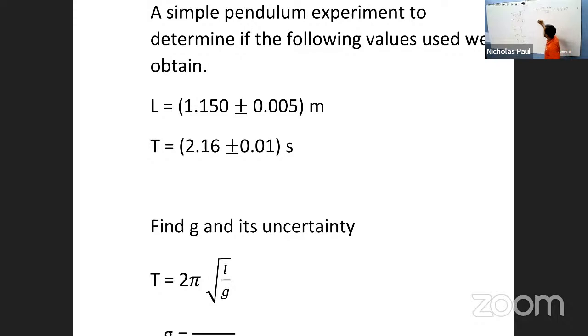Now you want to get the error in G. Can I get the formula there? What's the error in G? Yeah. Go ahead. What's the error in G? The change in L on L plus the change in T on T. You sure? 2 by the error in T on T. Watch this here. Remember, you want to get the error in G. So the only two quantities that are affecting G are L and T.